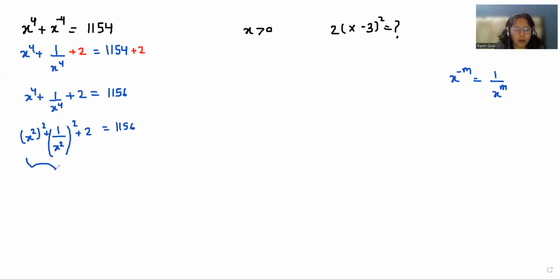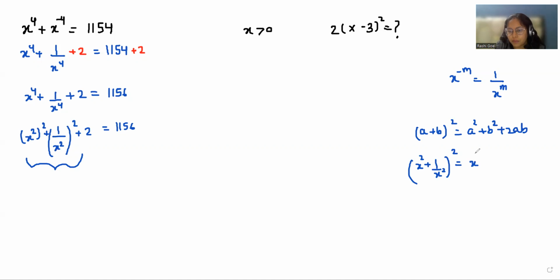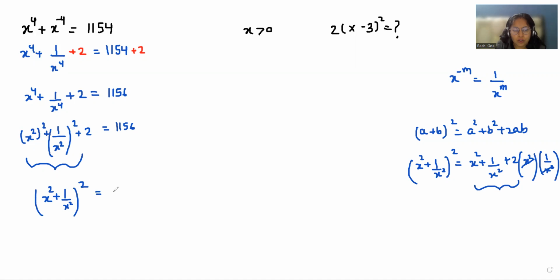Now it looks like a formula, that is (a + b)^2 = a^2 + b^2 + 2ab. So if I put the value (x^2 + 1/x^2)^2, the formula becomes x^2 squared plus (1/x^2) squared plus 2 times x^2 times 1/x^2. So we can eliminate this and the formula is this. So we can write it directly as (x^2 + 1/x^2)^2 = 1156. Now I am taking the square root on both sides.